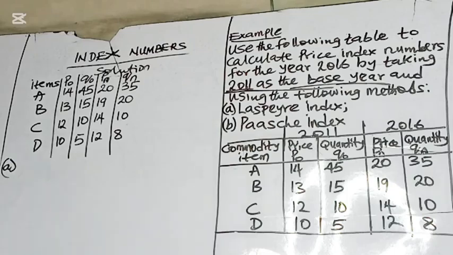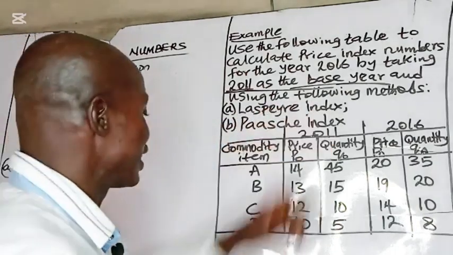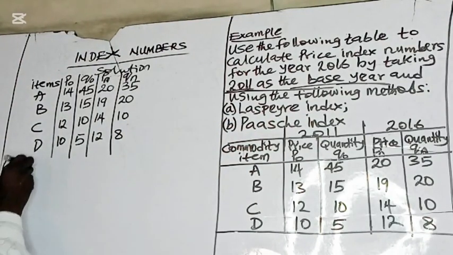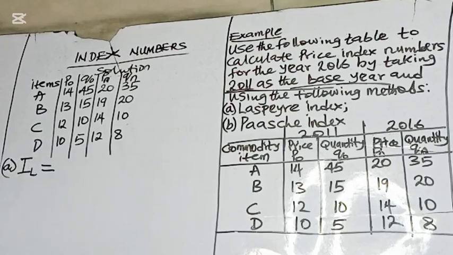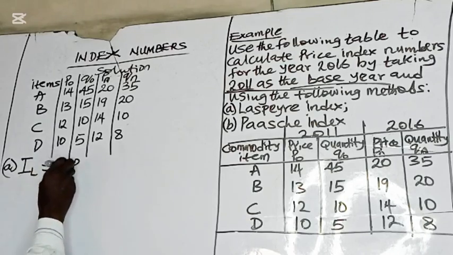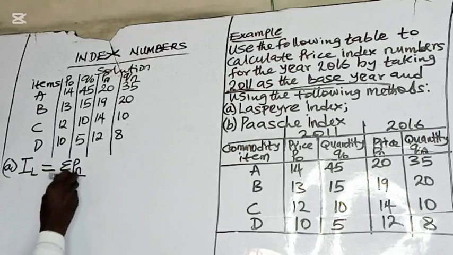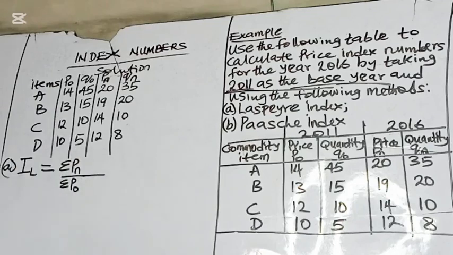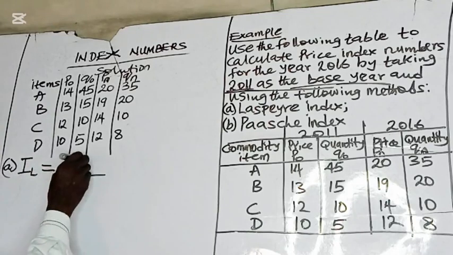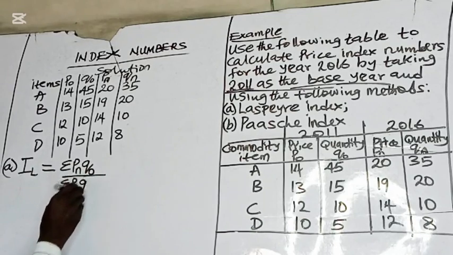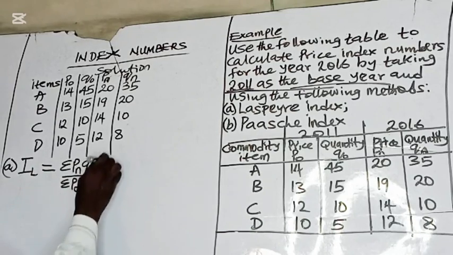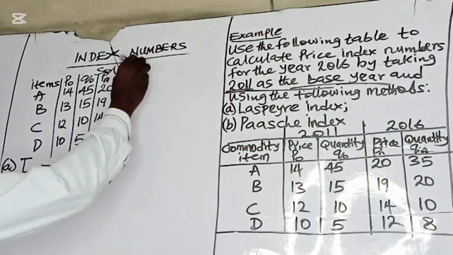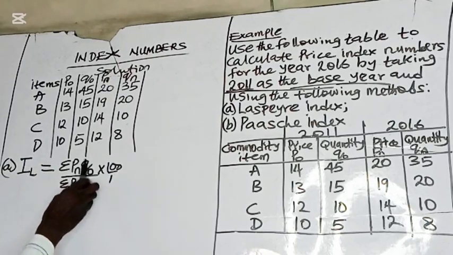The first requirement A, you have to use the Laspeyres index. You put the formula for Laspeyres index. The formula is sum of price of the current year over sum of price of the base year. Then the weight, since Laspeyres is based on the base year, will be the base year quantity QO, times 100 over 1. By virtue of this formula, you will need sum of PNQO.